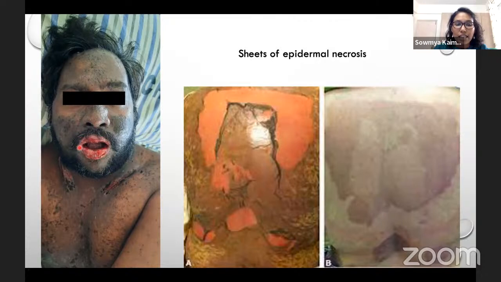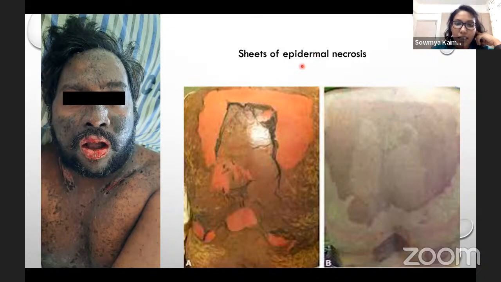So you can see the extensive mucosal involvement. This patient had eye involvement as well, genitalia too. And you can see that the skin peels off in sheets. So there are sheets of epidermal necrosis. And here on the right is how the skin pigments after the resolution of this disease.